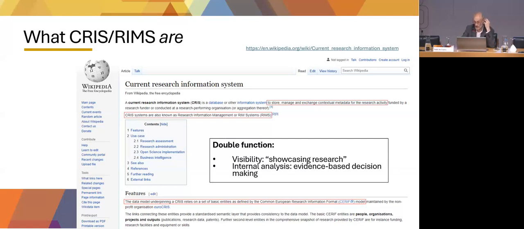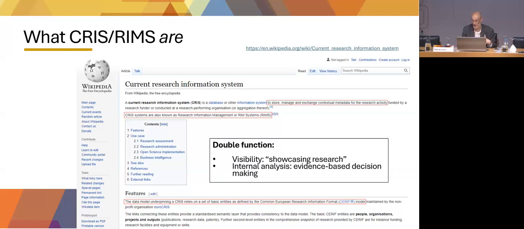There's a second function there, which is the internal analysis. So there is a lot of information in these systems that the management at institutions can typically use to make decisions, evidence-based decision making. It's the buzzword. So if you want to buy new equipment, you need to know what it is you have, how it's being used. If you want to hire new researchers, new staff, you can tell, I don't know, the productivity by a specific department at the university. All that information is there.